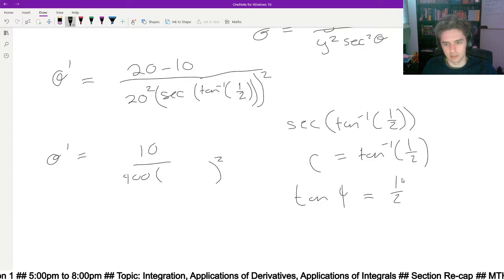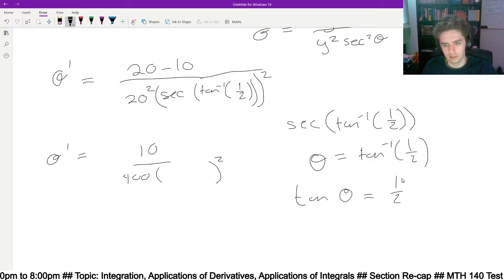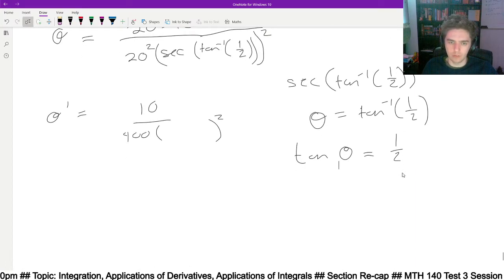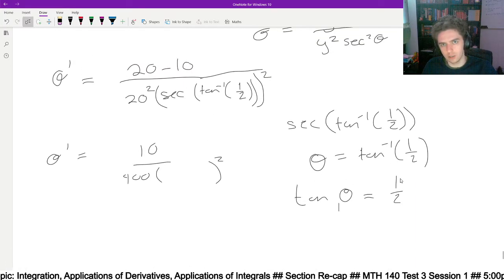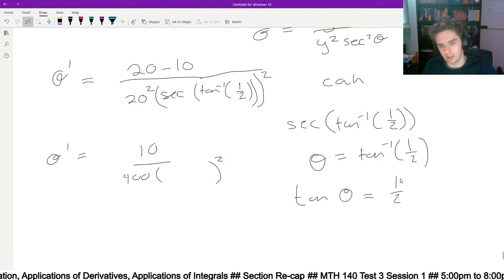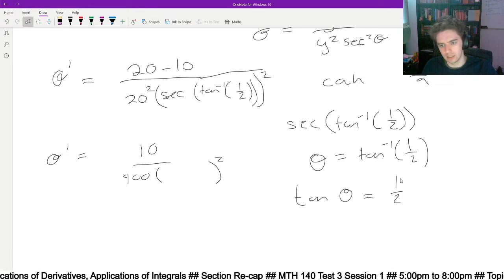Oh, so it is theta. We're just going to call it theta. But we're looking for secant theta. Secant is 1 over cos. So if cos is adjacent over hypotenuse, secant is hypotenuse over adjacent.